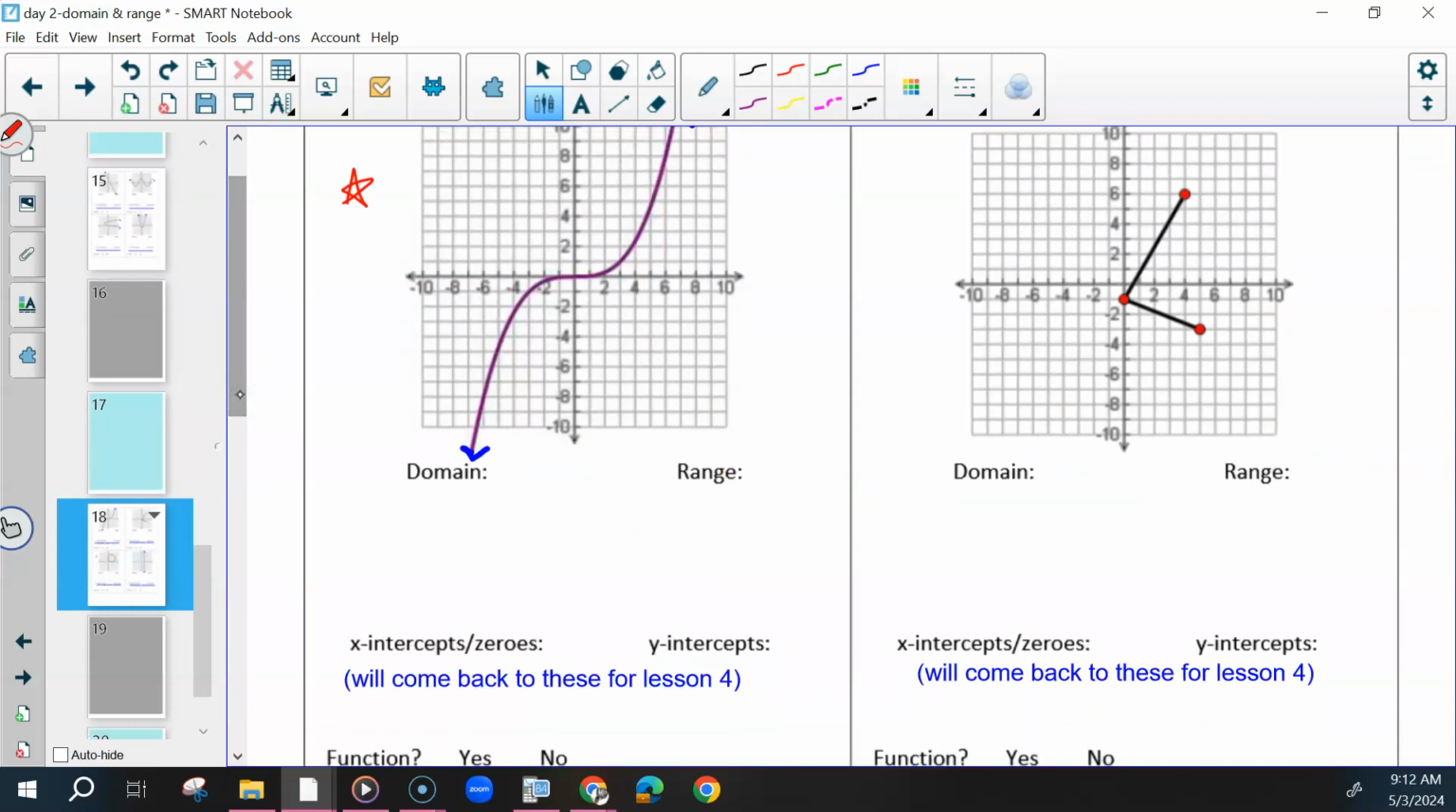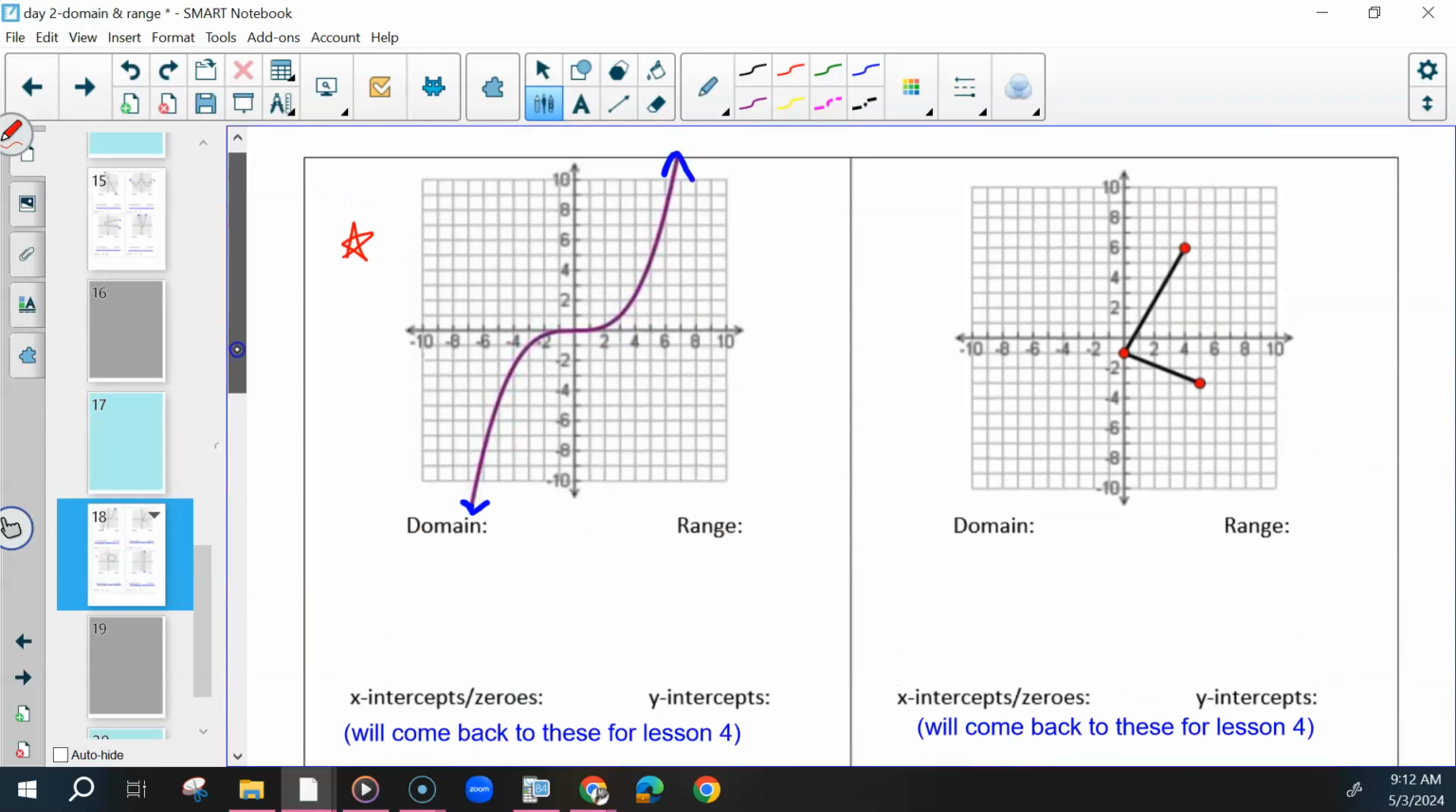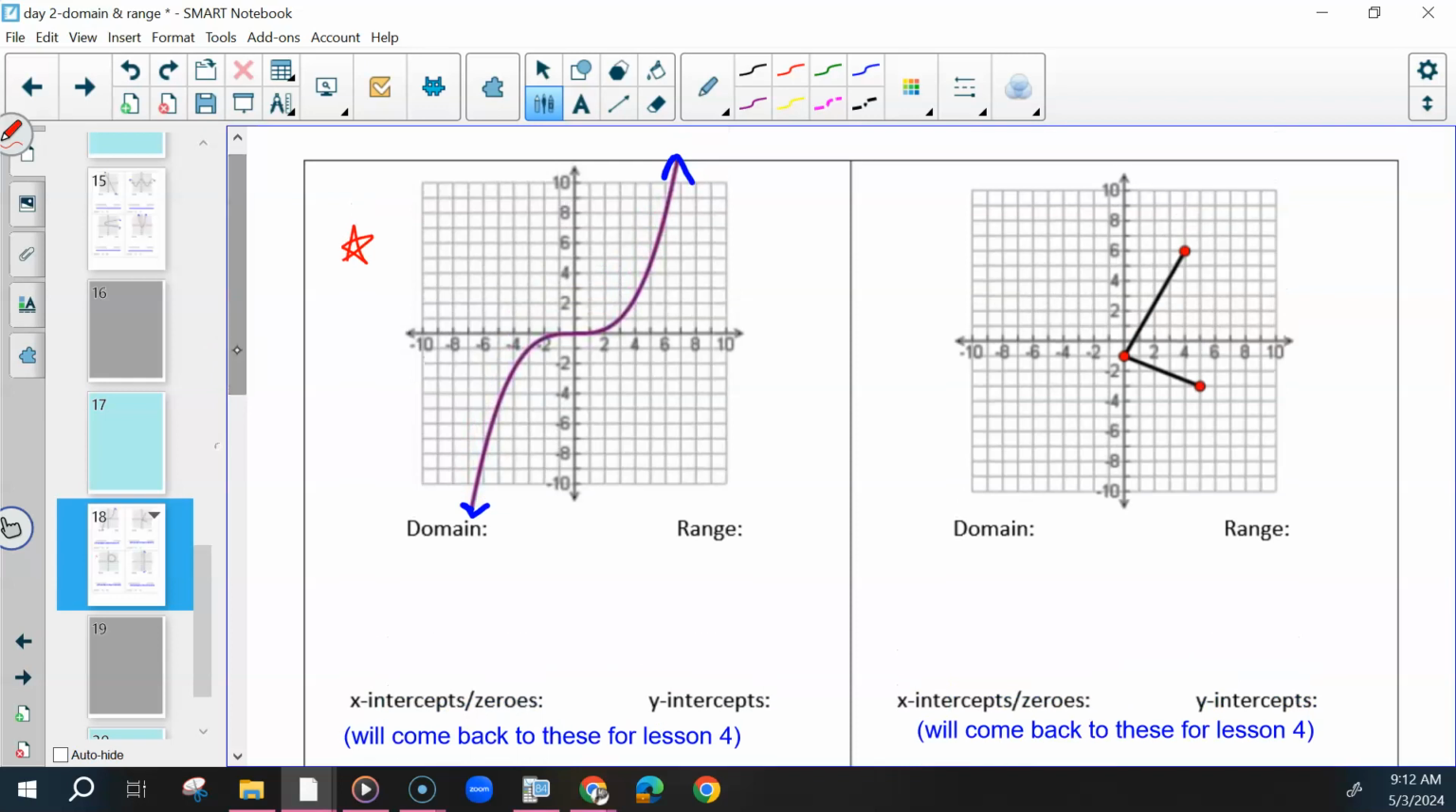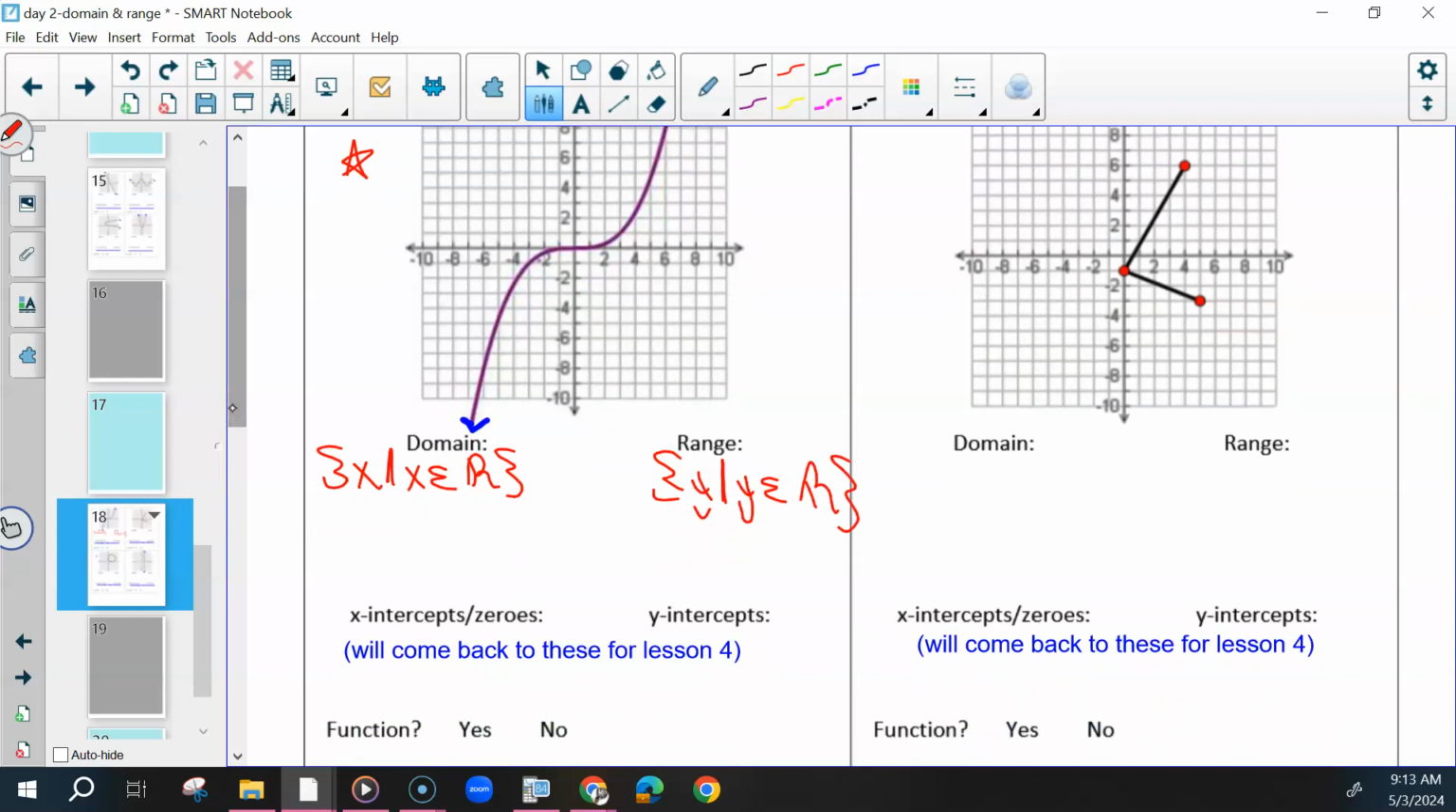So on that last page, this first one, what would that domain be? All the numbers. Real numbers. What about the range? All real numbers again. A lot of the things with arrows pointing in both directions will be all real numbers. Could be for both, it could be just for one.